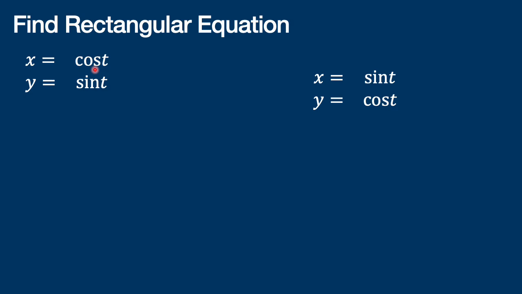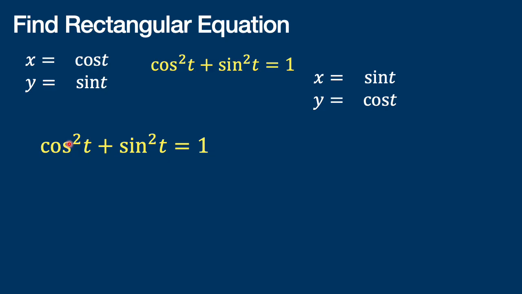solve for t here. So what are you going to do when you have cosine and sine? We use the Pythagorean identity. Guys, remember that Pythagorean identity? Cosine squared t plus sine squared t is going to be 1. So I want to use this identity to find the rectangular equation. Cosine t is x, sine t is y, so we have x squared plus y squared equals 1.